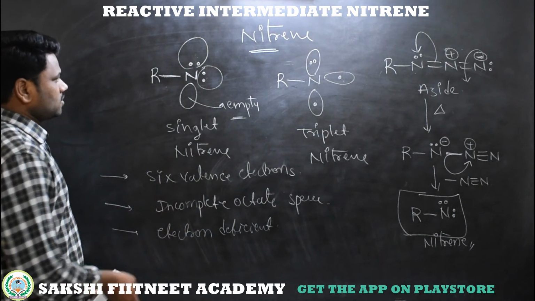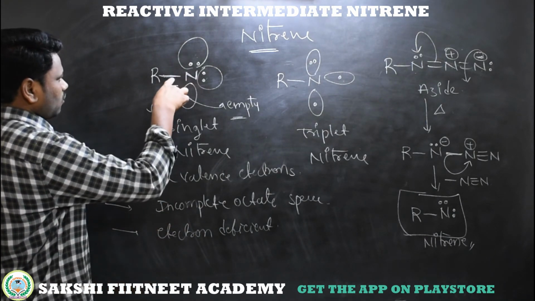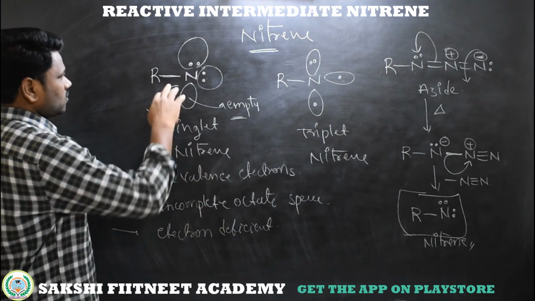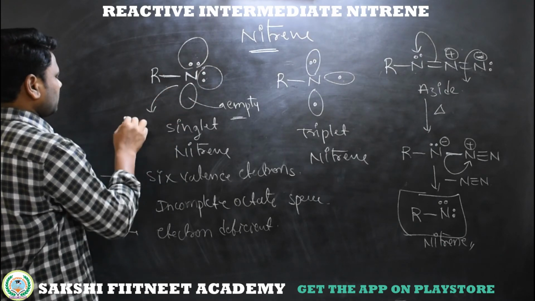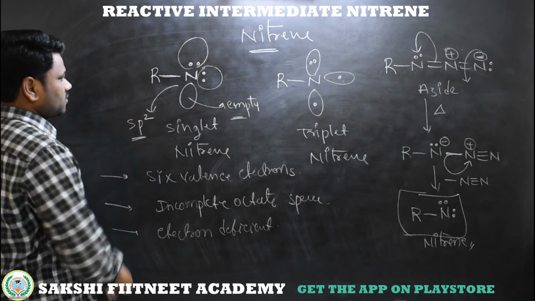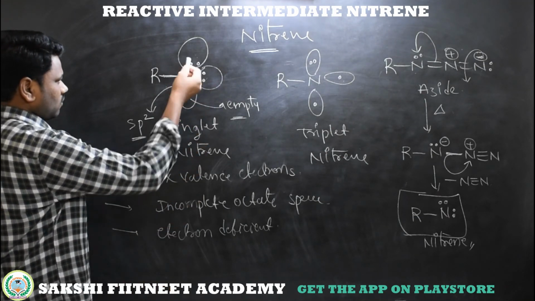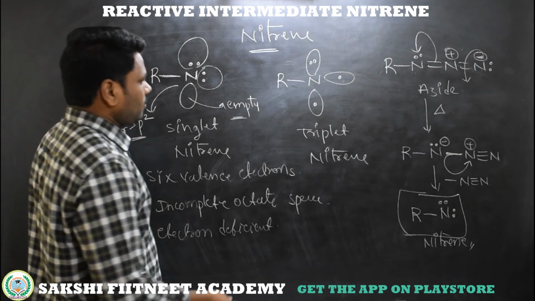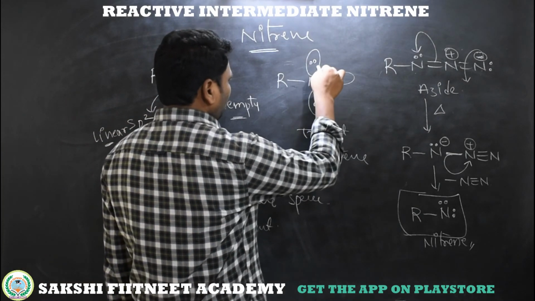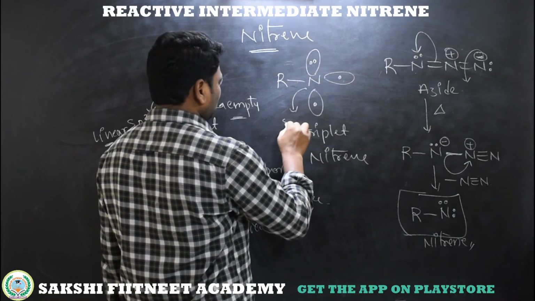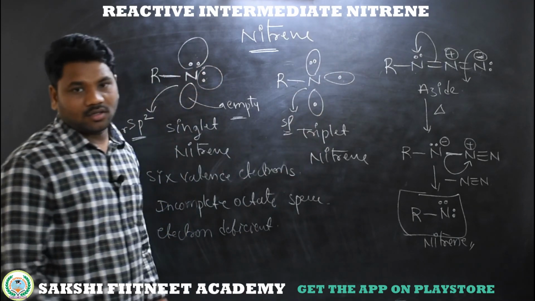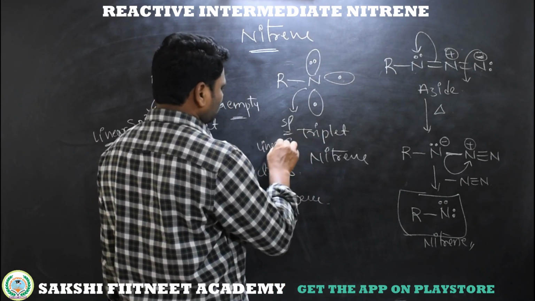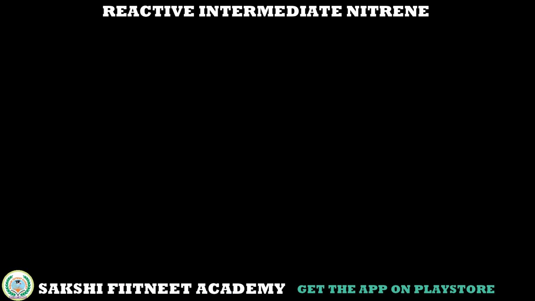Coming to the hybridization, around this nitrogen there is one bond pair and two lone pairs. So obviously it becomes sp2 hybridized, with two lone pairs and one bond pair, and the geometry is linear. Now coming to the triplet nitrene, we have one lone pair and one bond pair, which gives sp hybridization. One lone pair and one bond pair means this is also linear. So this is the nitrene intermediate.